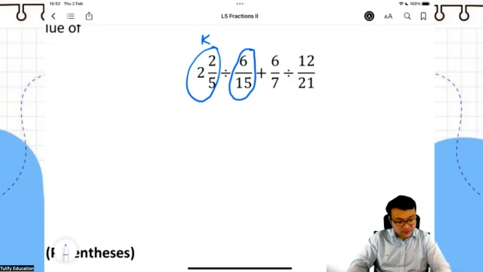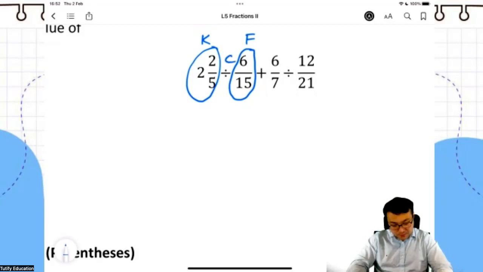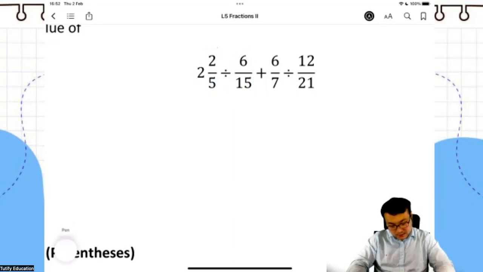What do you do to the other fraction? You flip it upside down. That means you get the reciprocal. And finally, you change. You change this into a multiply, okay? So how would it look like? So Abby, why not you continue?